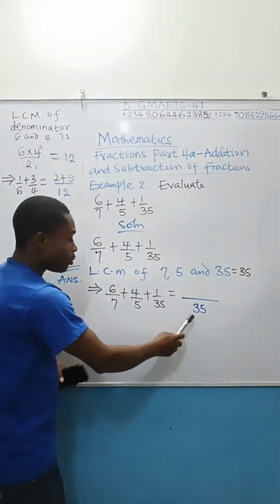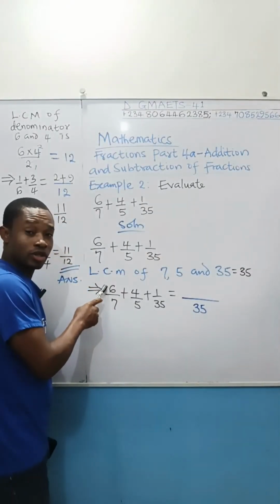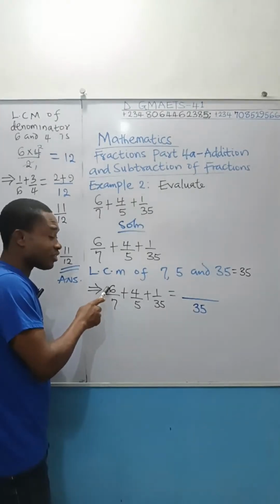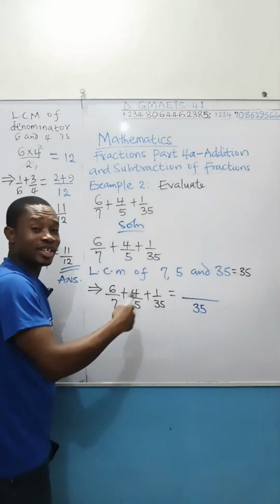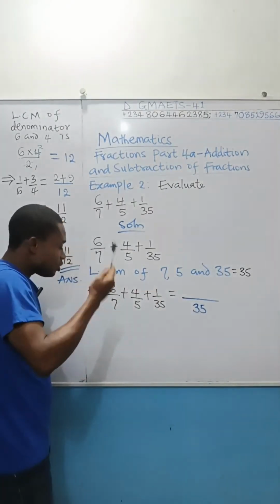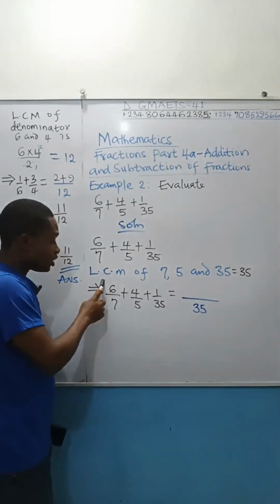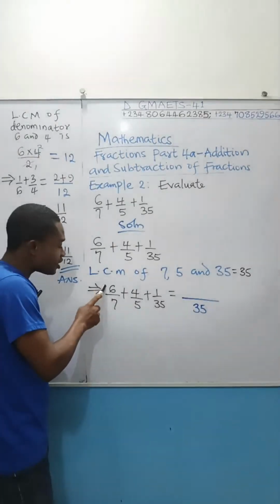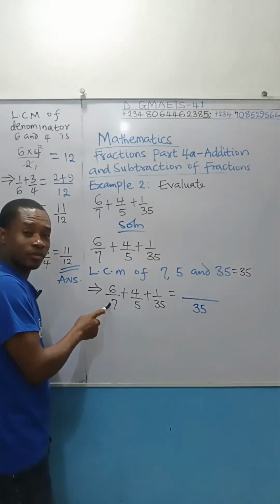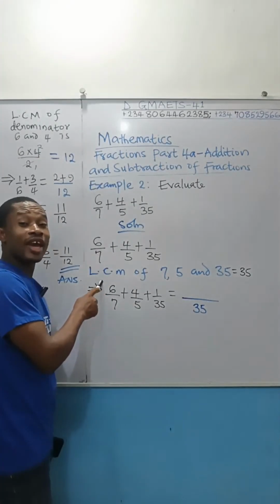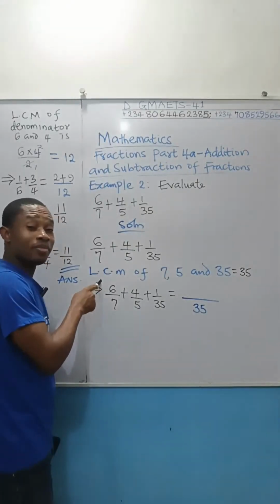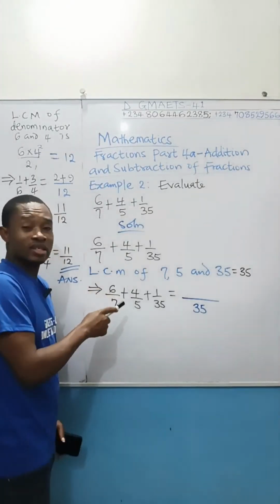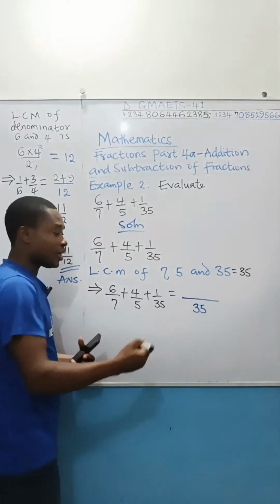So what do you do? Bring that 35 to this numerator. That is going to be 35 times 6. But don't multiply to get any answer. Assuming you have 35 here now, reduce that 35 by this 7. So you ask yourself, 35 divided by 7. If 7 divides 35, you get 5. So on top here will now be 5. Use that 5 to multiply this 6. 5 times 6 will give you 30.